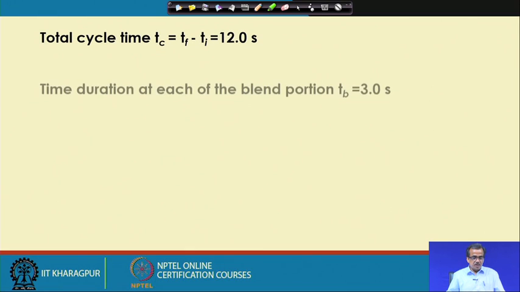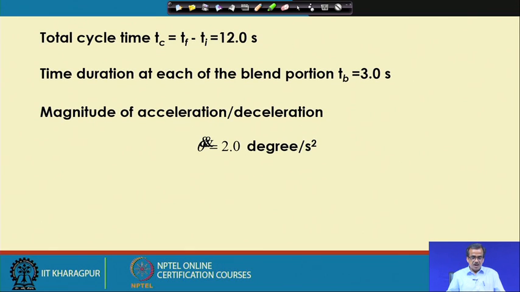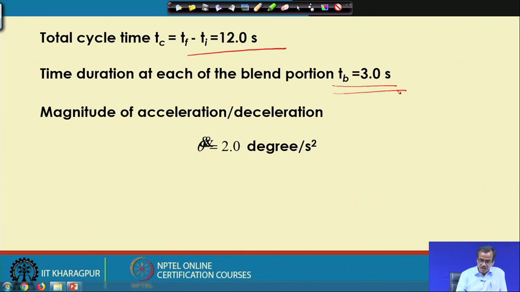Here, the total cycle time T c is T f, the finishing time, minus T I, the initial time, and that is 12.0 second. Then the time duration at each of the blend portions, that is T b, is 3 second, and the magnitude of acceleration and deceleration, that is theta double dot, the angular acceleration, is equal to 2.0 degree per second square. So, these are all known conditions.